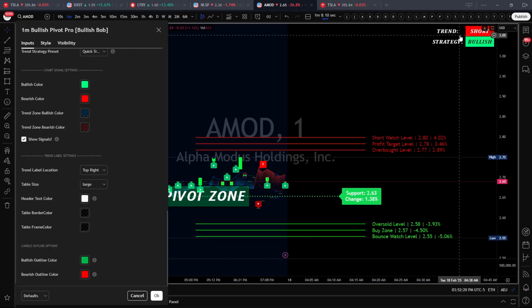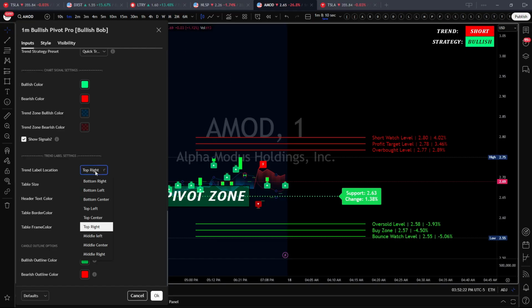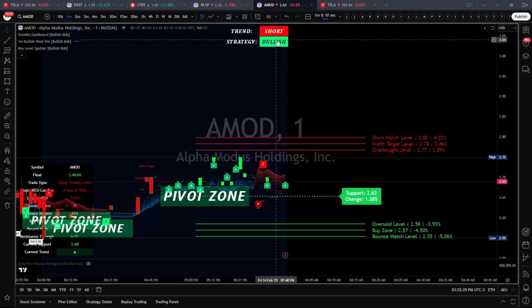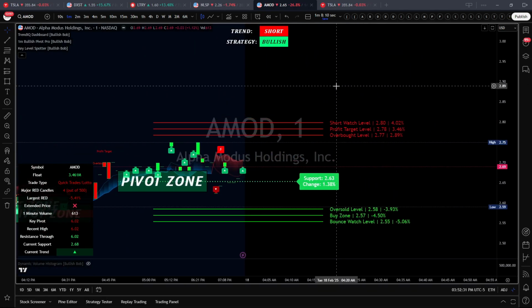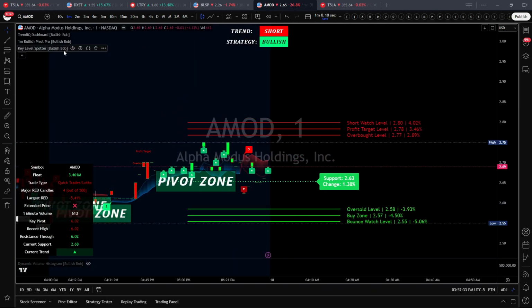You can change where you have this trend table if you prefer. You want to have it maybe the top center, up the top right here. You can do that. So I'll hit OK. And then there it's at the top of your chart as well. So that's going to be our 1 Minute Bullish Pivot Pro, guys.